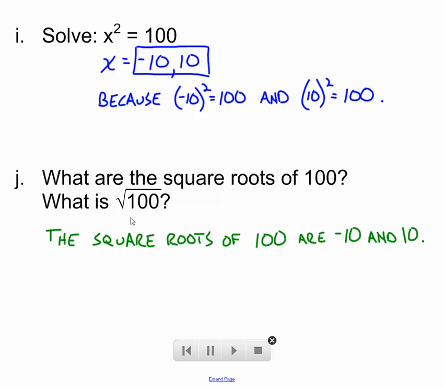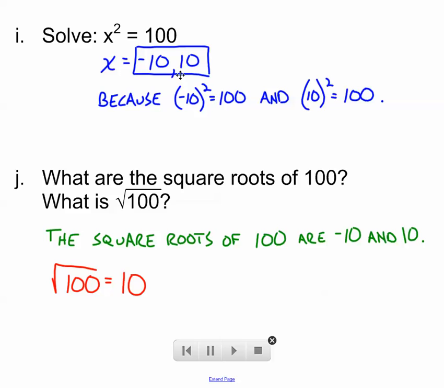Okay, but if someone asks you the question in this form, what is the square root of 100? I've just shown you two instances where we're giving two answers, but actually in this expression, the square root of 100 is just 10. If I wanted the negative root of 100, I would put a negative sign out in front of this square root symbol.